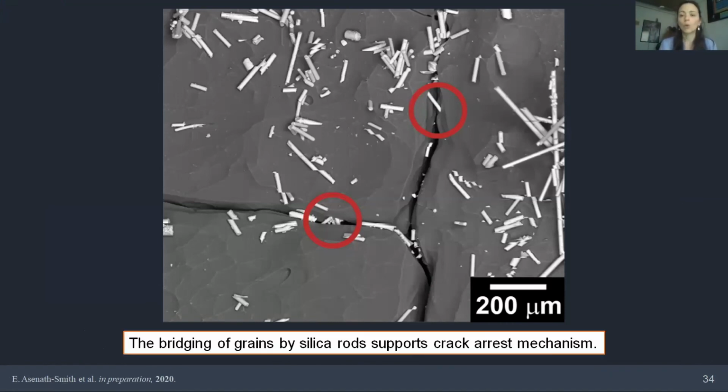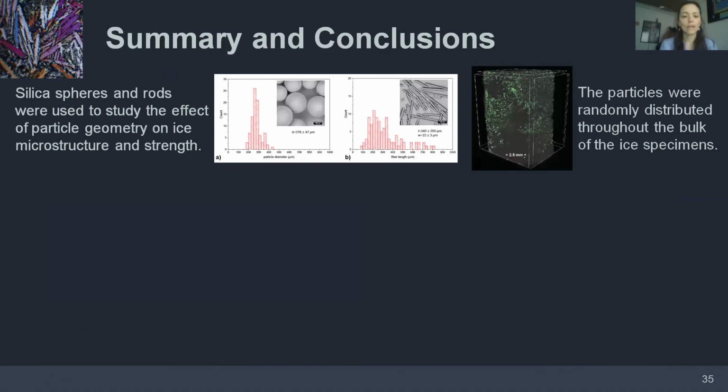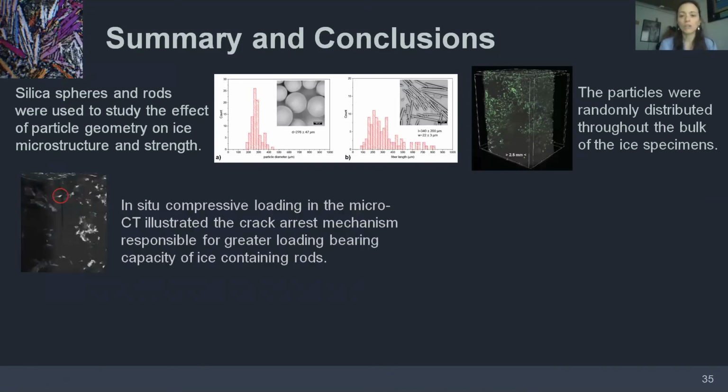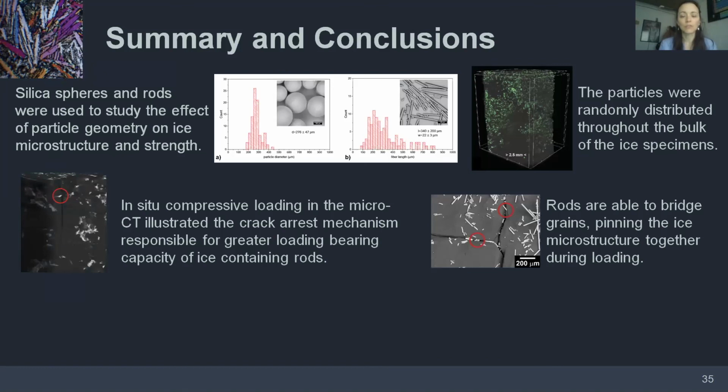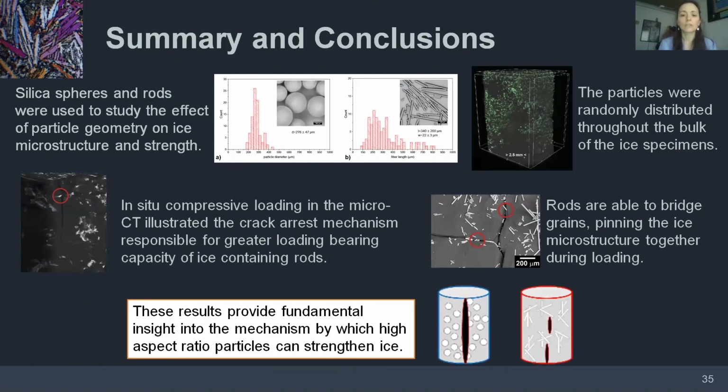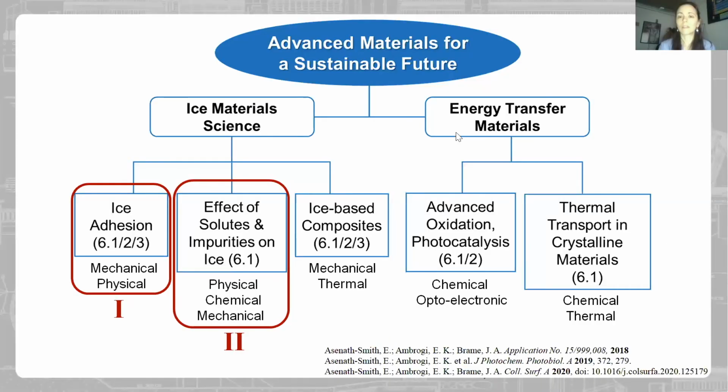And so with that, I'm going to summarize our project here. A nice little study we did just looking at the effect of the shape of particles in ice to find some insight about the mechanism by which high aspect ratio particles can strengthen ice. There's a whole lot more research that goes on in the lab with my team, specifically addressing advanced oxidation and water resources, and also heat transport and crystalline materials. We'll save that for next time.